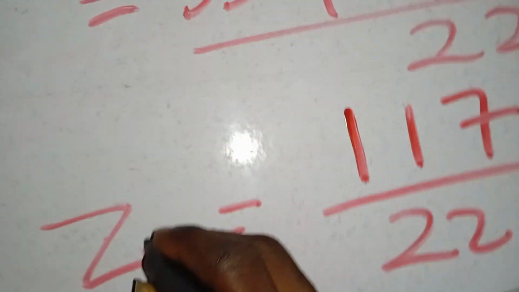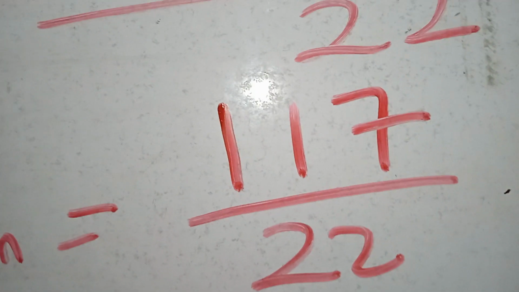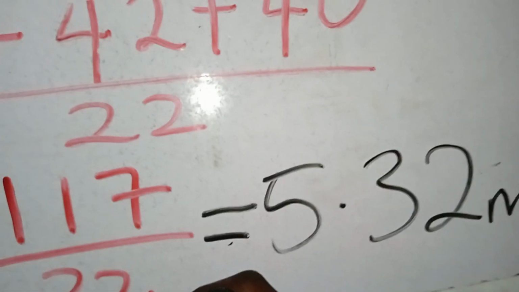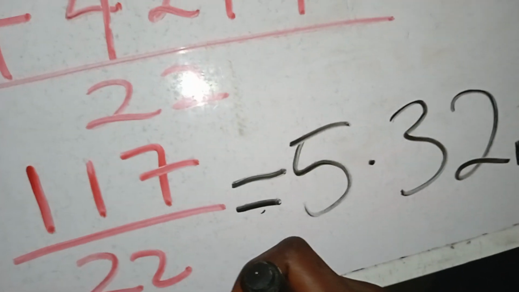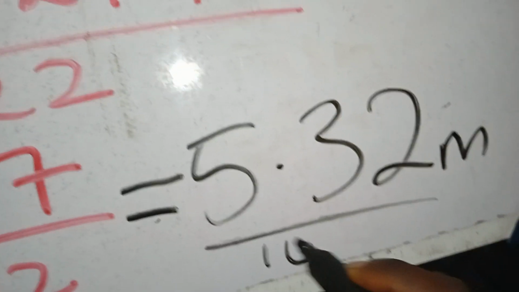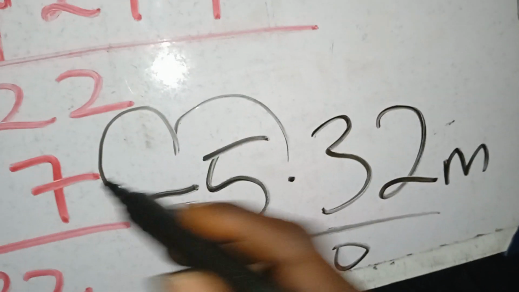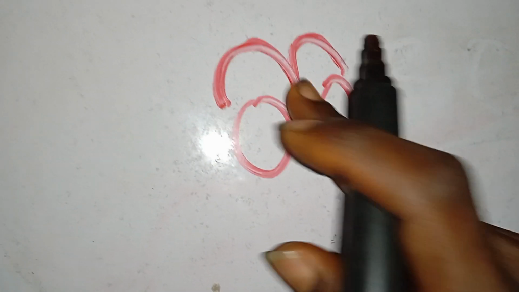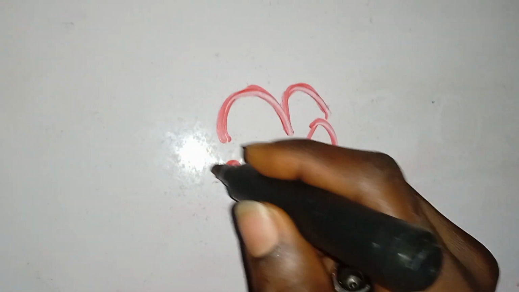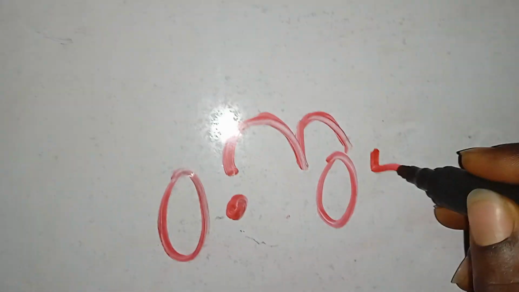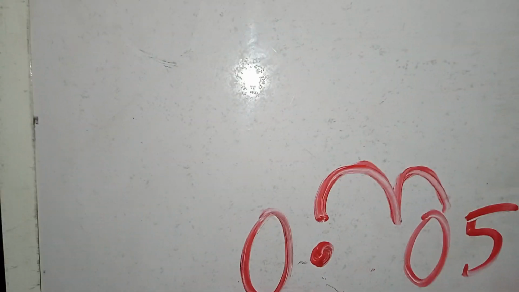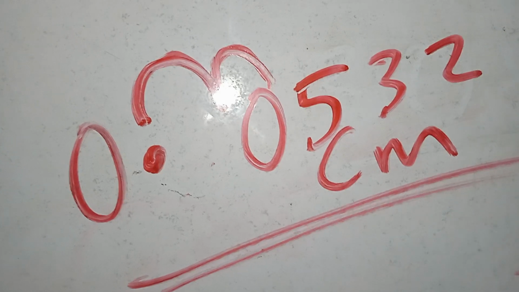So when you punch 117 divided by 22, you have your final answer for the z coordinate, which is 5.32 meter. And if you choose to get this to centimeter, it simply means dividing by 100. My decimal point shifts two places, so I now have 0.532. So that will be in centimeter. So that's my final answer.